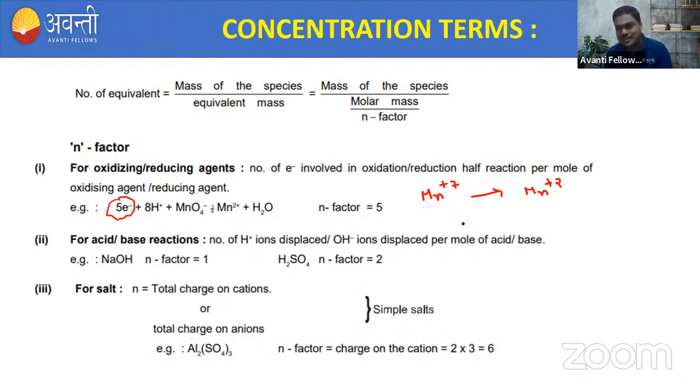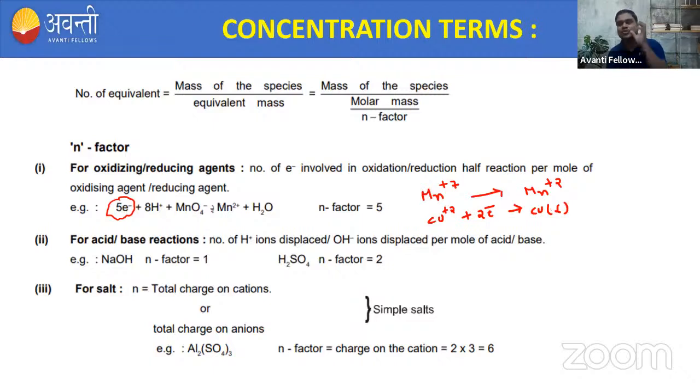So what is the N factor here? N factor is nothing but 5, right? That is the number of electrons. The number of electrons involved in oxidation or reduction is known as N factor. For example, here, this is copper +2, and they accept 2 electrons, right? And become solid copper. So if someone asks, what is the N factor here?